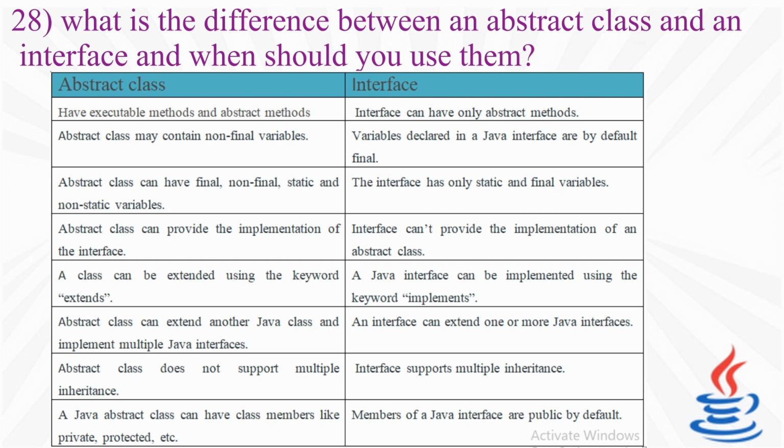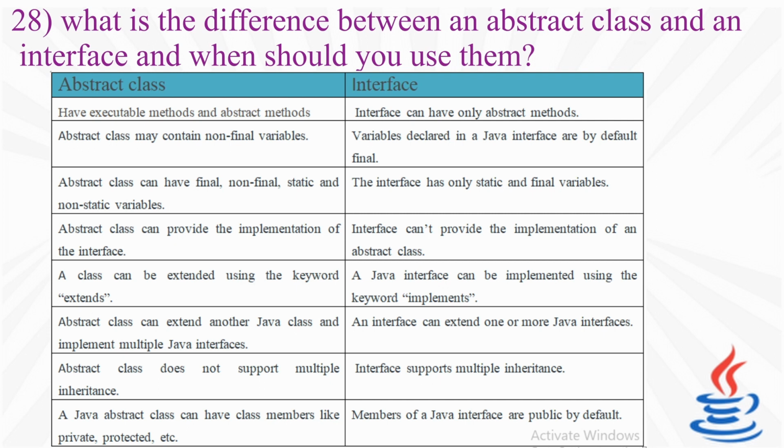First point is, abstract class can have executable methods and abstract methods, but an interface can have only abstract methods. From Java 8, it can have default and static methods also. From Java 9, it can have private concrete methods as well. Say, the concept of default method is introduced in Java 8 to add new methods in the existing interfaces in such a way that they are backward compatible. Backward compatibility is adding new features without breaking the old code.